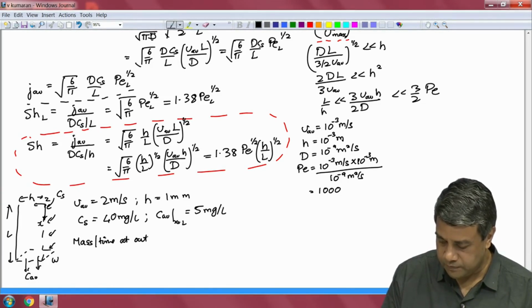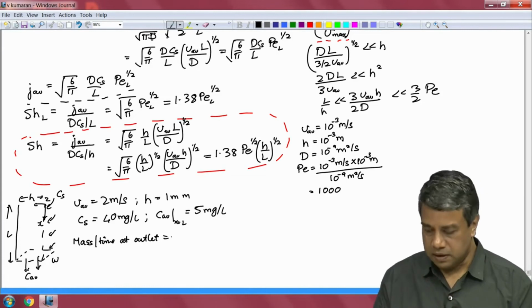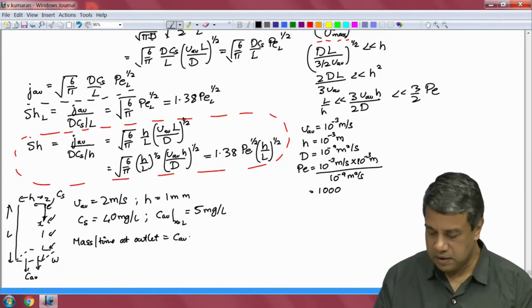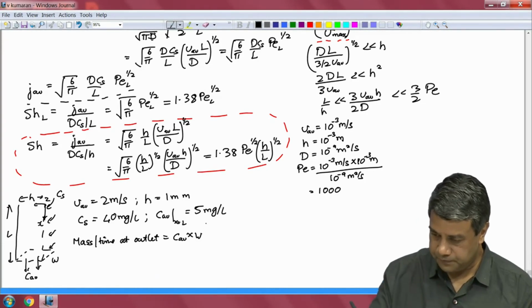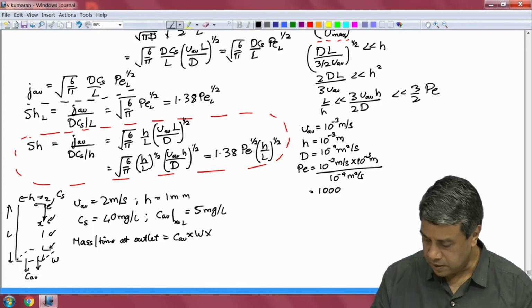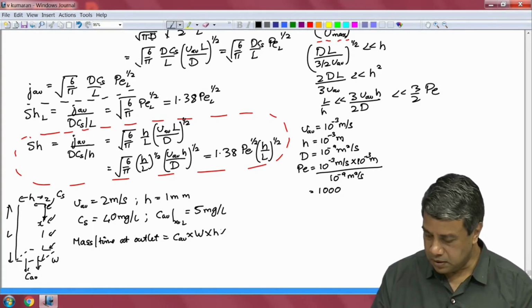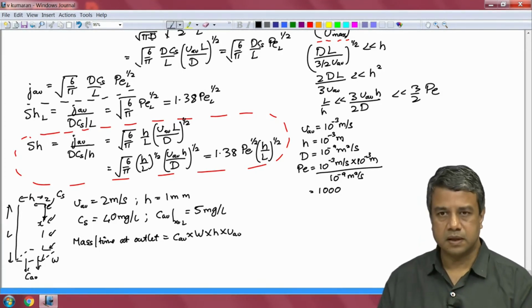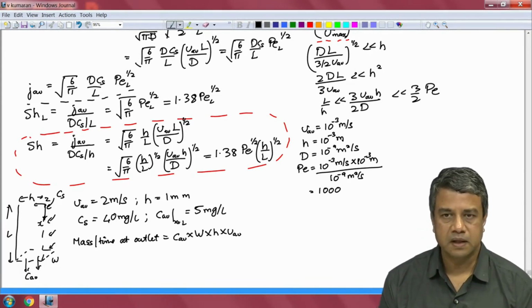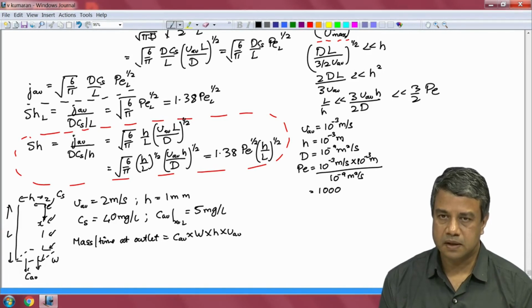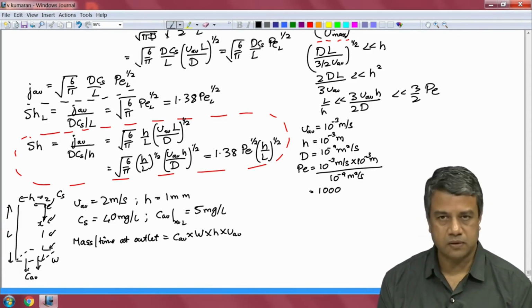Okay. This is going to be equal to C average times the cross sectional area, W into H, into the average velocity. So, that is the total mass coming out per unit time at the outlet. That is the desired total mass out per unit time.